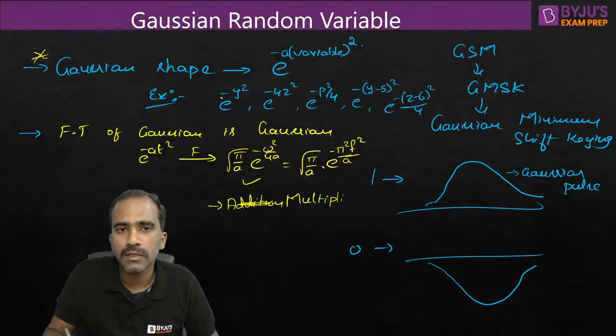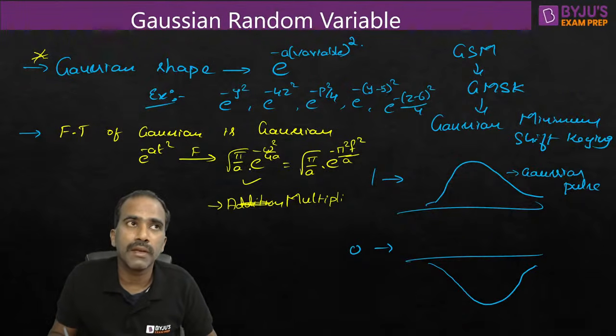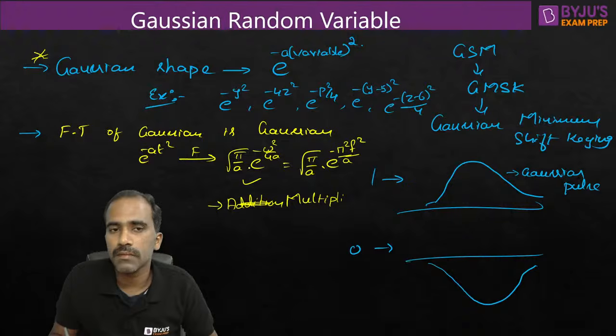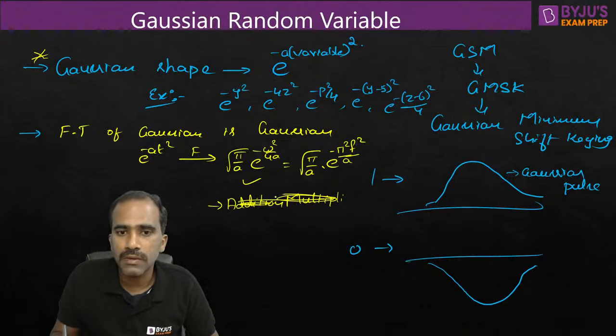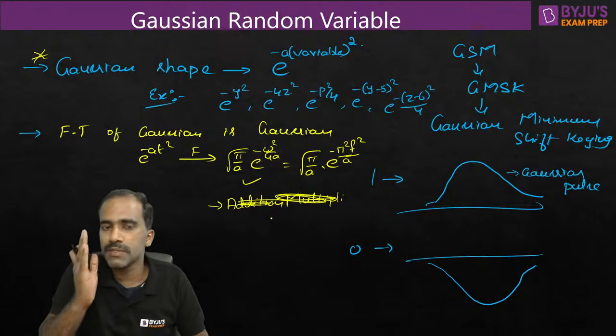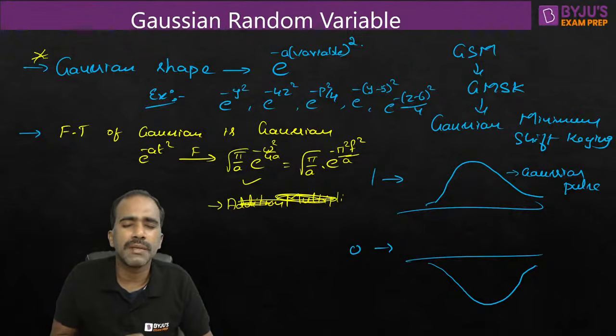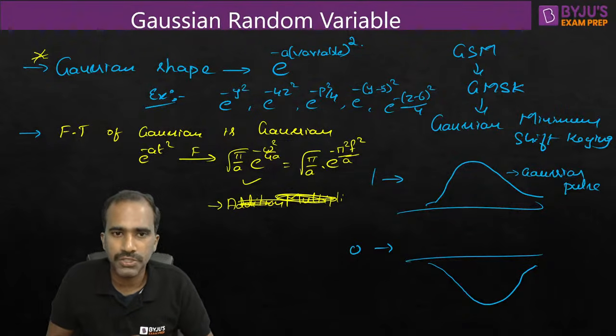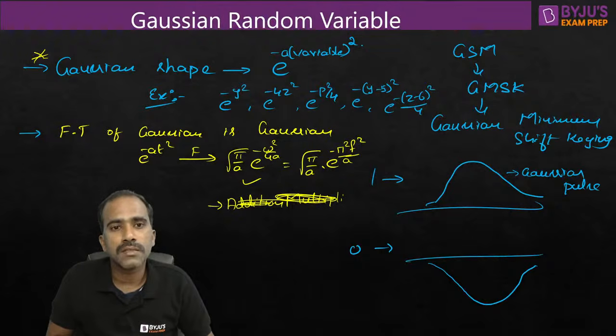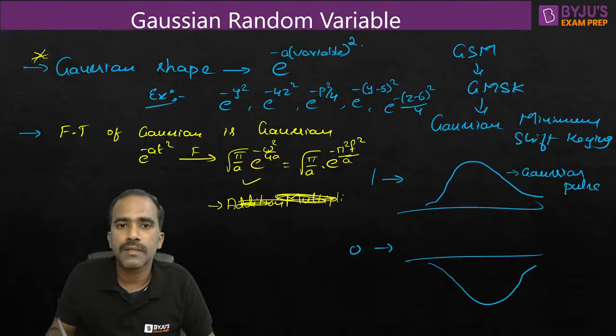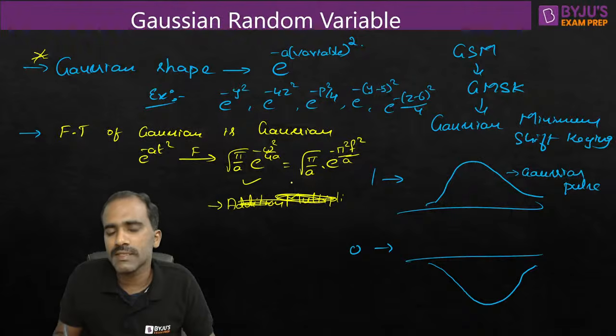See this one? If you multiply e power minus y square and e power minus y square again, it becomes e power minus 2y square. E power minus 2y square also has the shape of a Gaussian, right? So adding two Gaussians with the same center, or multiplying two Gaussians with the same center, will definitely result in a Gaussian shape. Okay, so these are some observations about any Gaussian shape.